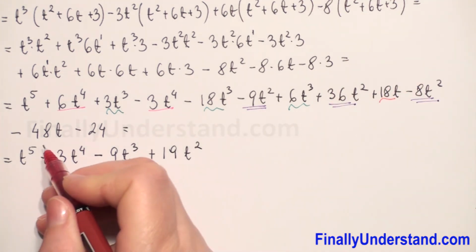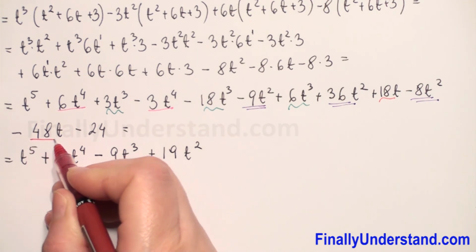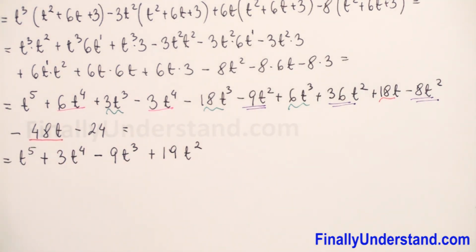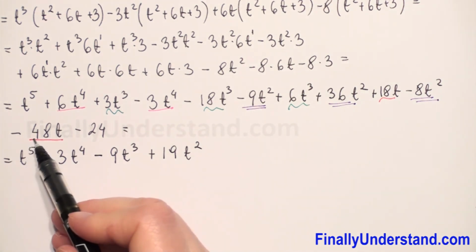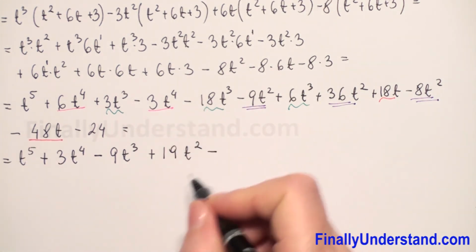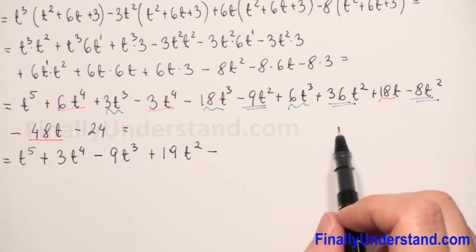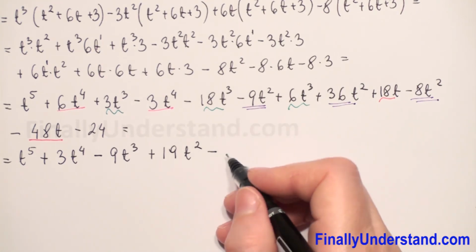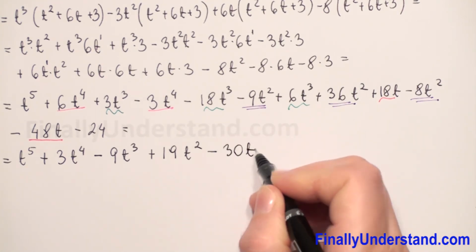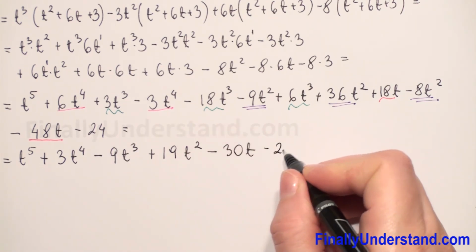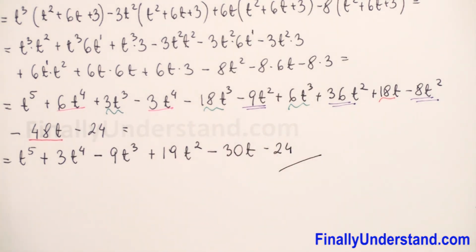t and negative 48t. So this will be, we keep the sign, greater number is negative, so it will be negative. 48 minus 18 is 30. And we have negative 24. This is my solution.